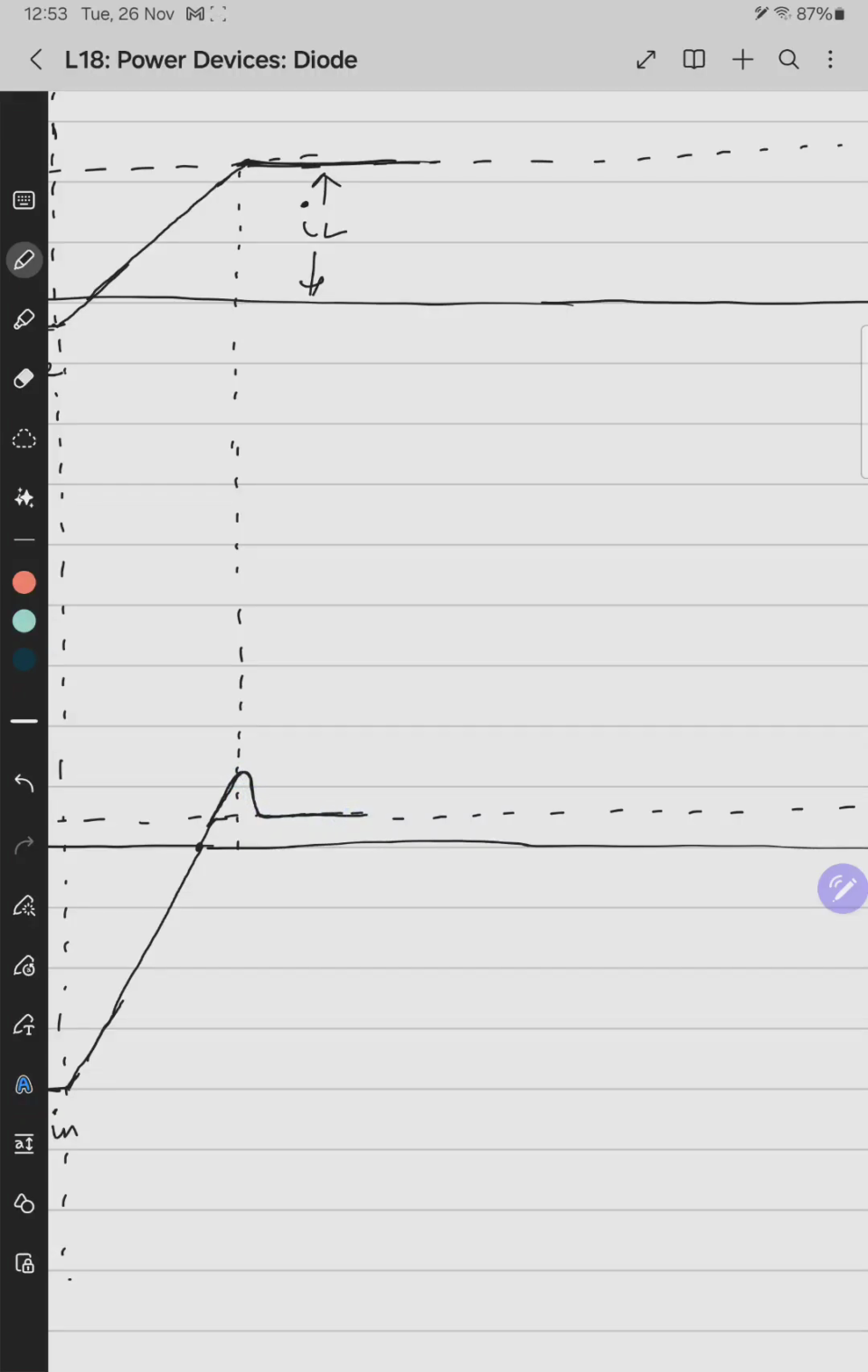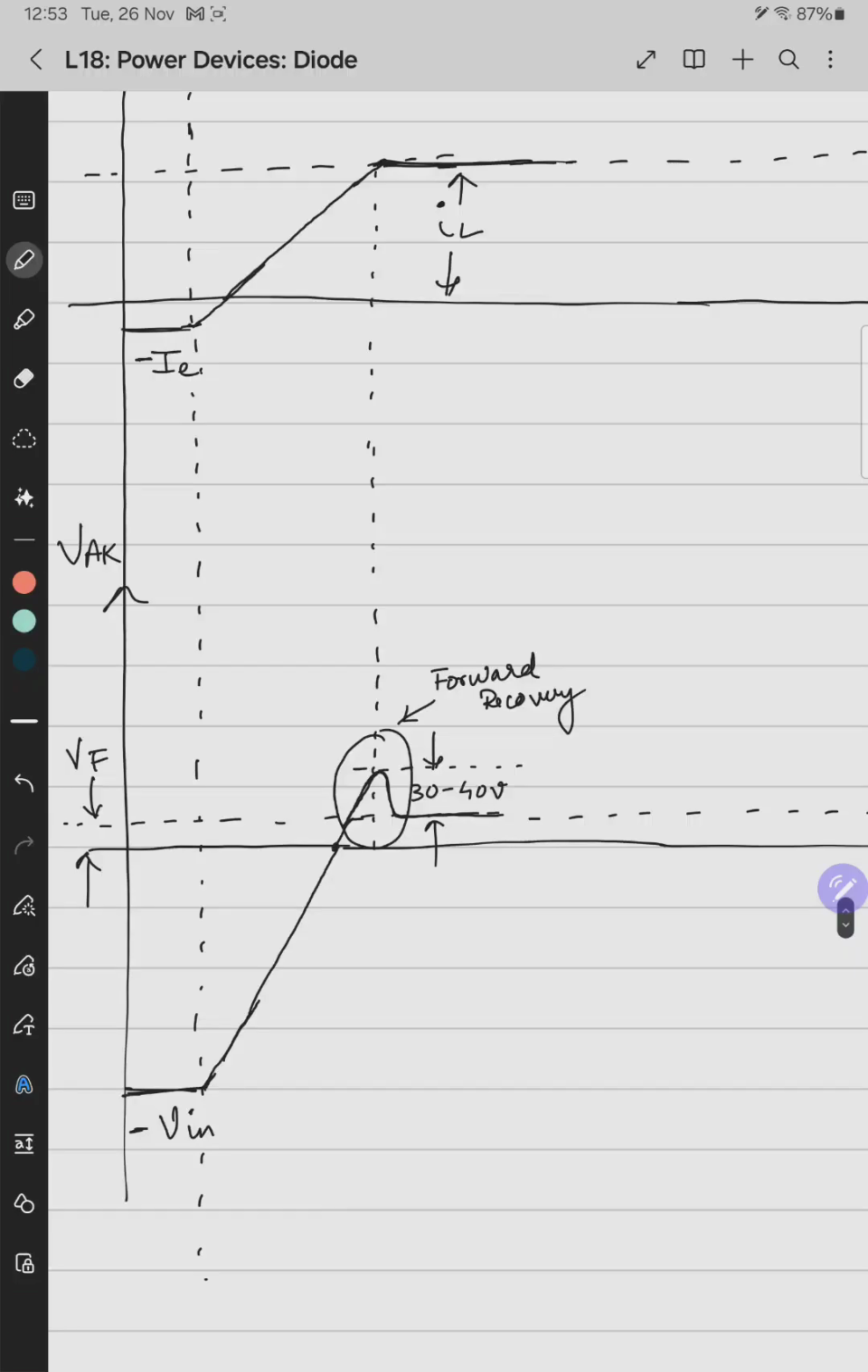This is what people observed, and for a typical power diode, this overshoot is usually in the range of 30 to 40 volts. So this phenomenon is called forward recovery of the diode. Forward recovery of the diode means that there is an overshoot in the voltage across the diode. That is due to the property of the material of it.